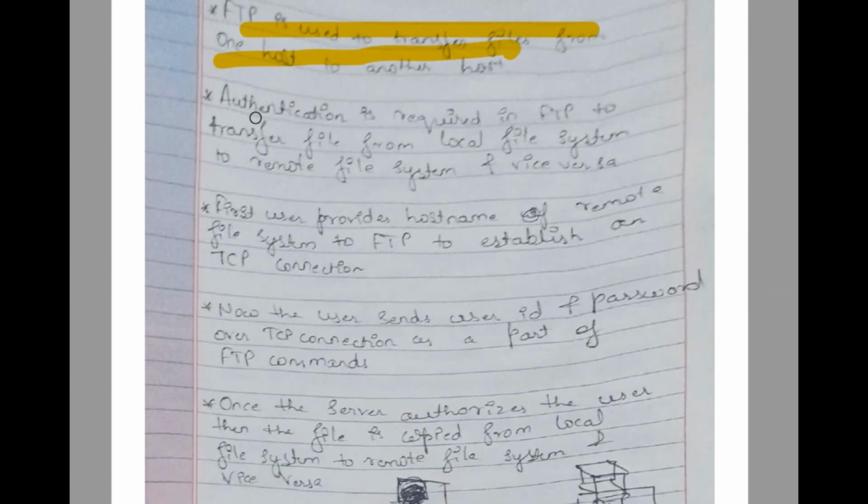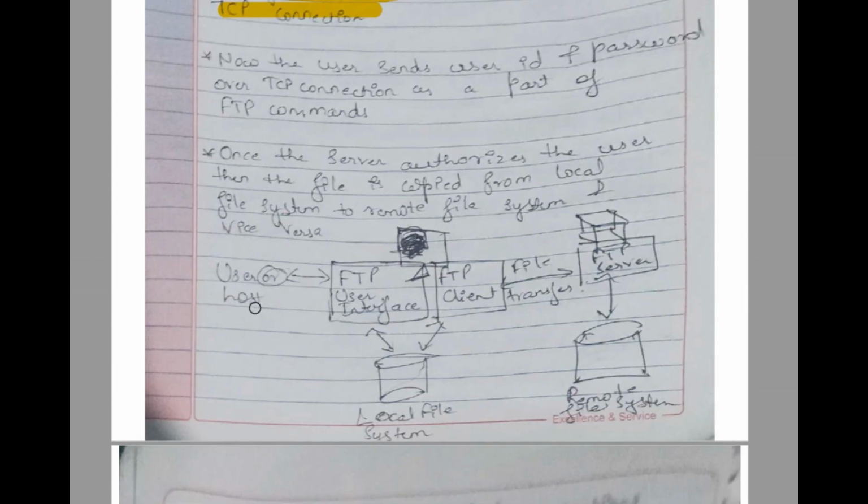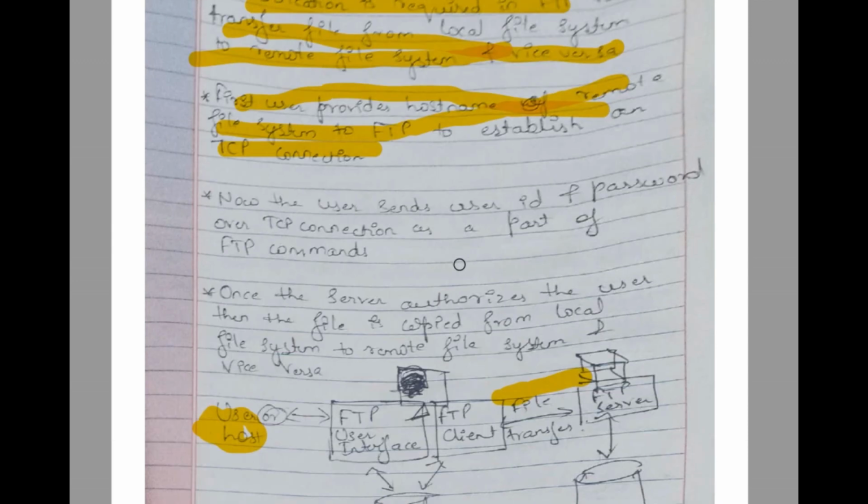Okay, so as we studied earlier, authentication is used in FTP to transfer file from local file system to remote file system and vice versa. First, the user provides the host name of the remote file system to FTP to establish a TCP connection. So the user provides host name or canonical host name to FTP to establish TCP connection with the server.